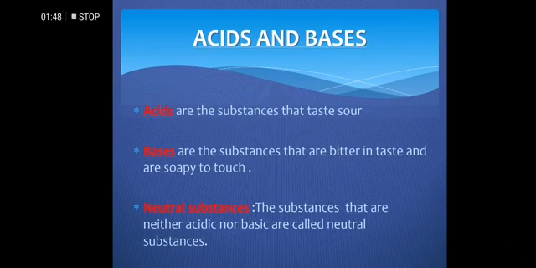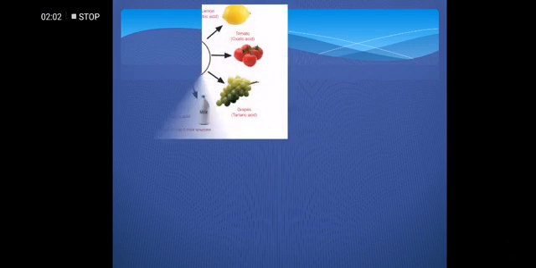Acids are substances that taste sour, bases are bitter in taste and soapy to touch, and the substances that are neither acidic nor basic are neutral substances. Here are some examples of acids to understand it better: lemon, tomato, grapes, milk, ants, apples, vinegar. They are all different substances which have different kinds of acids present in them.